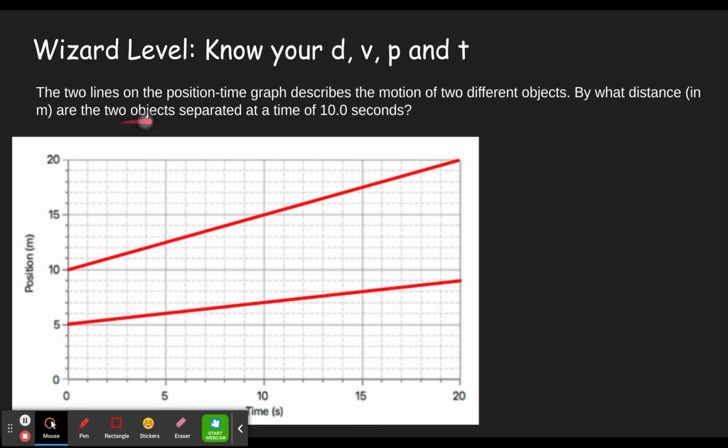What distance are the two objects separated at a certain time? So at 10 seconds, we go to 10 seconds. And we say, how much are these separated? Well, that one's at 7 meters. This one's at 15. How far apart are 15 and 7? They're 8 apart. Okay, you can count them if you want. 1, 2, 3, 4, 5, 6, 7, 8. And bada boom, bada bang, we're done with that problem.